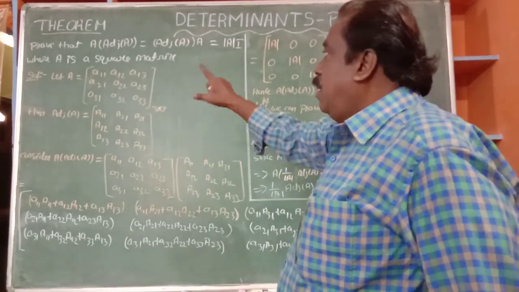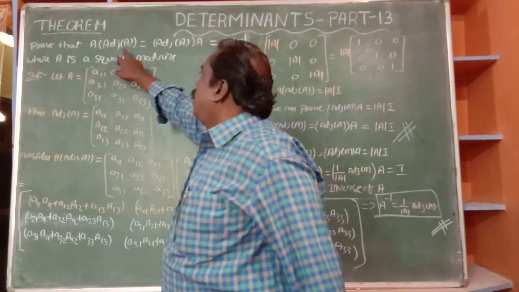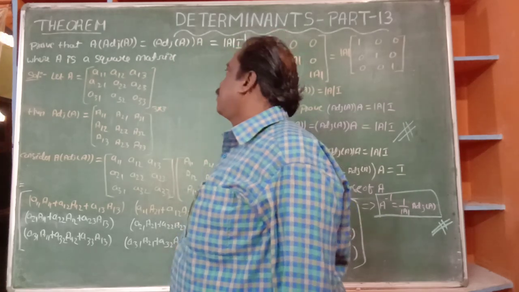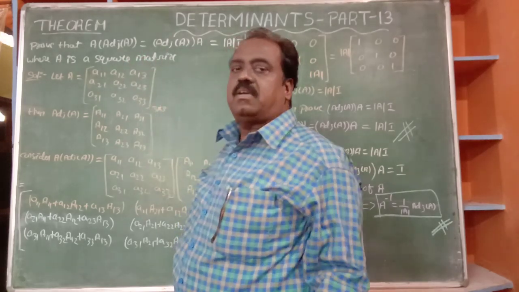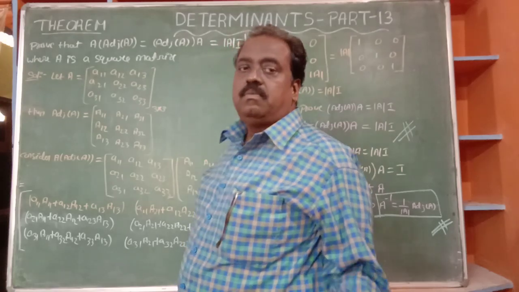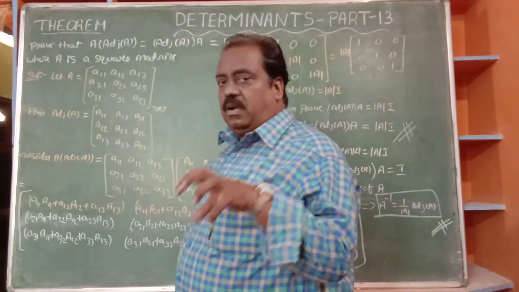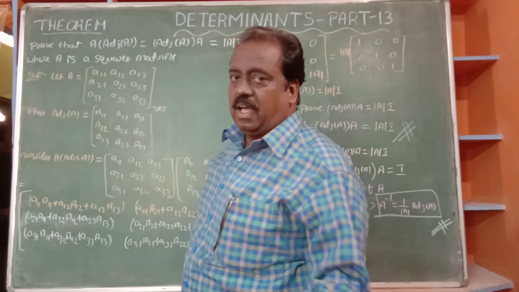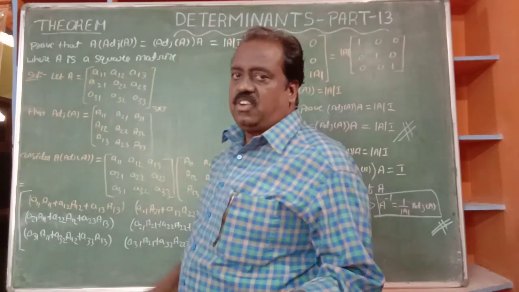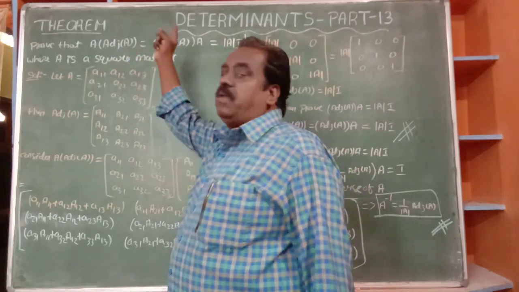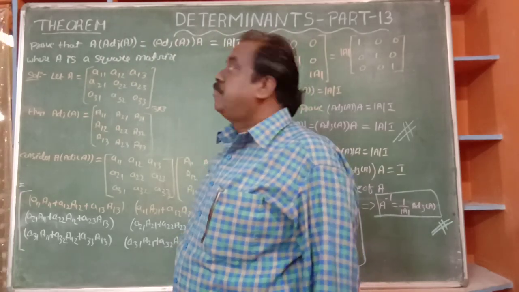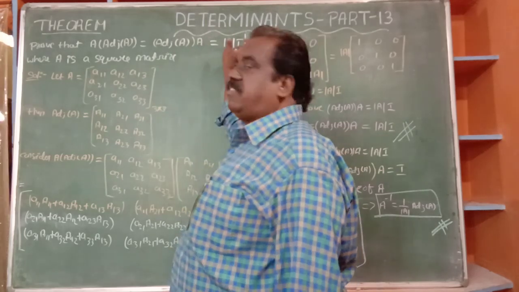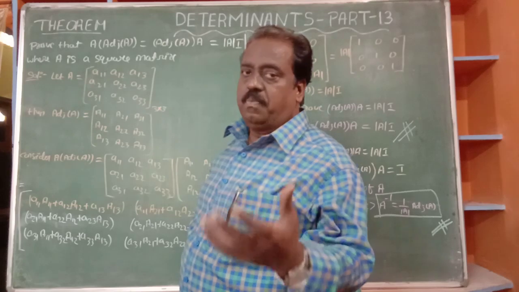A into adjoint A is equal to adjoint A into A, that is equal to det A into I. Suppose A is a square matrix of any order, 2 by 2, 3 by 3. Adjoint is one concept: replacing the elements of the given matrix with their corresponding cofactors and then transposing. That is adjoint A. With that adjoint A, if you multiply A, we get det A into I, or adjoint A into A. The commutative law holds, like 5 into 6 and 6 into 5, it gives the same answer, where I is a unit matrix, the identity matrix.